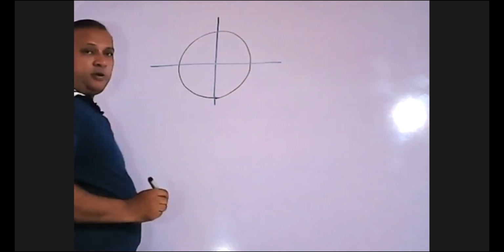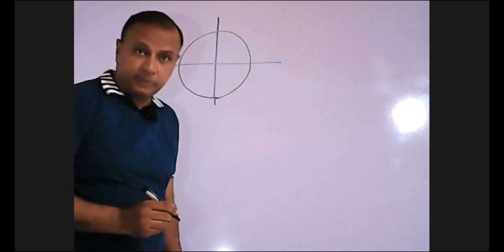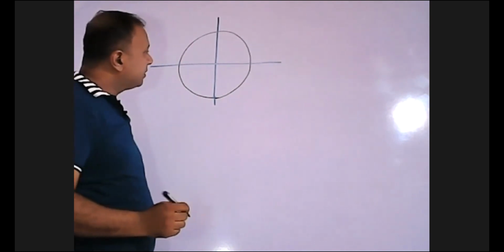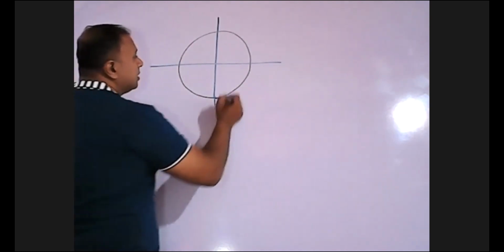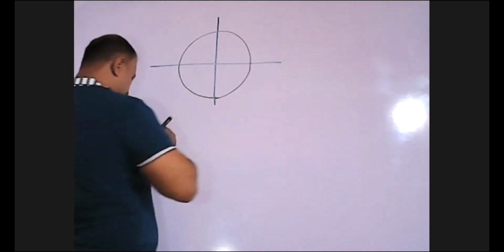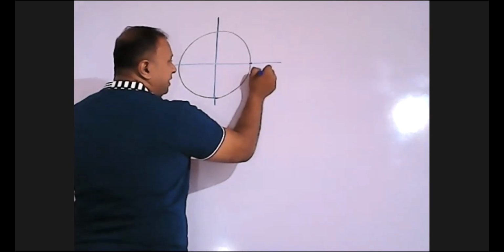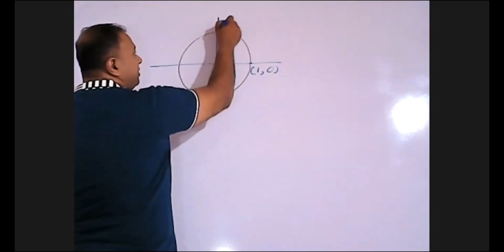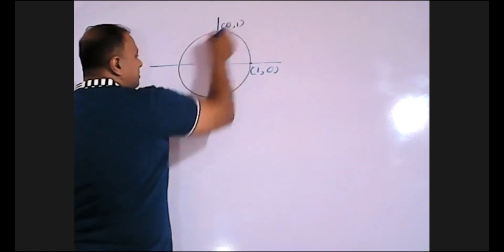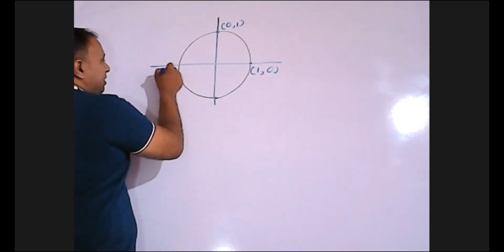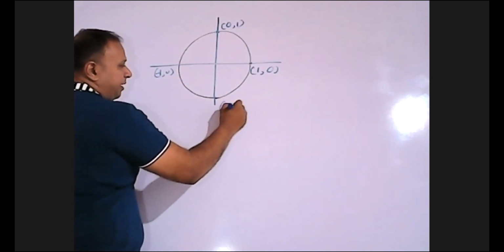Suppose this is a unit circle. You know the Cartesian coordinates of these points. This point is 1, 0. This point is 0, 1. This point is minus 1, 0. This point is 0, minus 1.